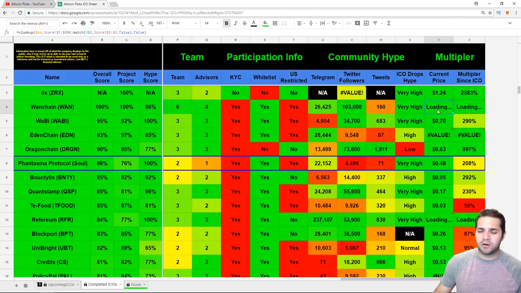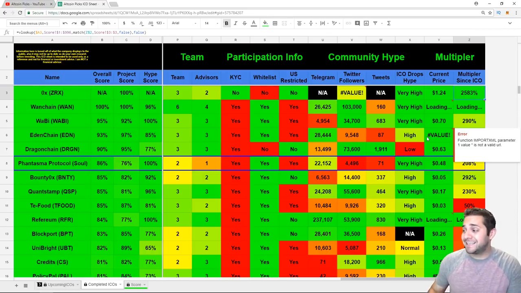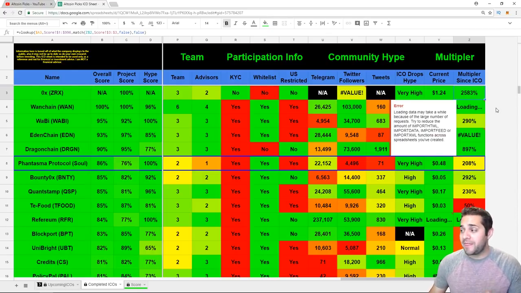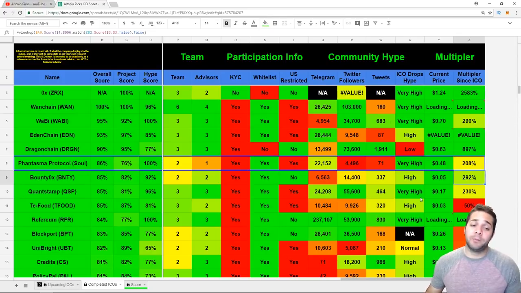For some reason, one chain's not loading. I'll have to check this out. We want that 0x, right? The 25, 26 times ICO. That's the goal. That's what we're looking for. Hopefully, we'll be able to find that soon.